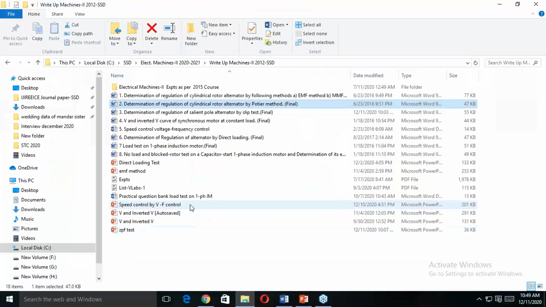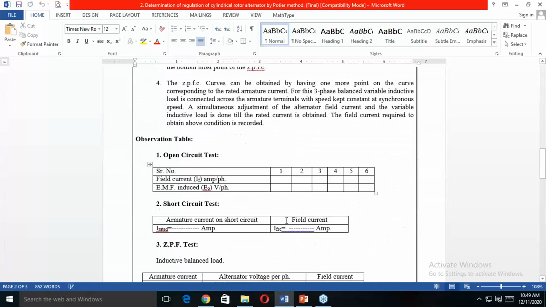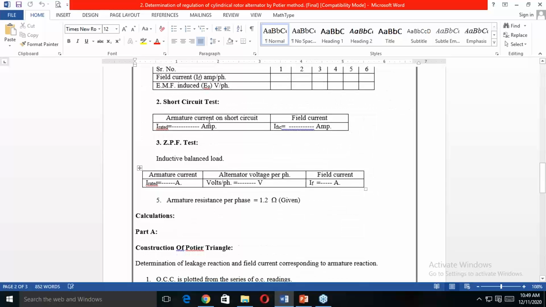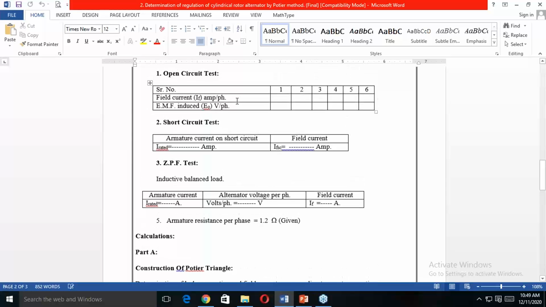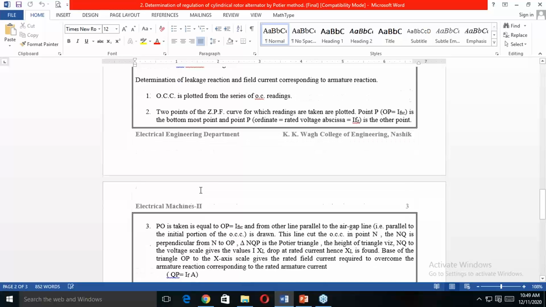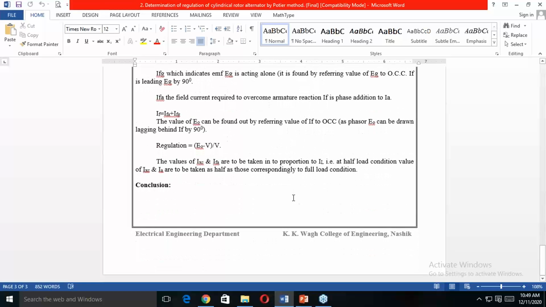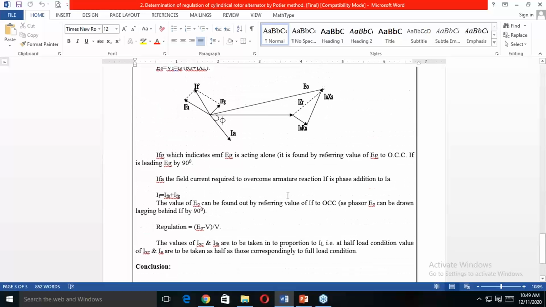Voltage regulation. So this is the open circuit observation table, short circuit test observation table, and ZPF observation table, and armature resistance 1.2 ohm. So construction of the Potier triangle is explained. Then this is the phasor diagram.